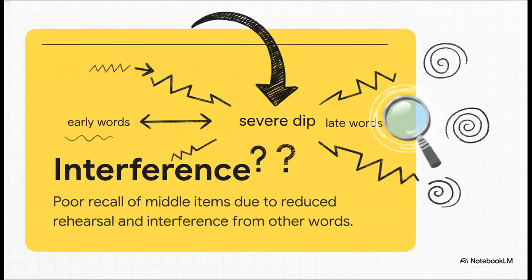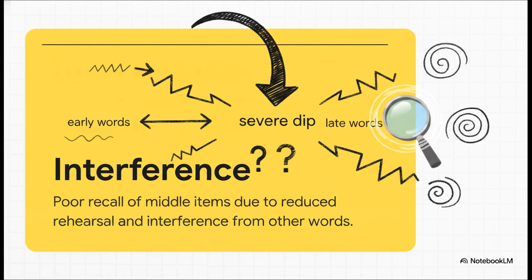So the crucial piece of the puzzle is understanding the trough, the middle position. Why the severe dip? Well, middle items suffer a dual penalty. First, they're presented after the working memory buffer is already overwhelmed by the initial items, which drastically reduces their opportunities for rehearsal. Second, and highly critical, they are completely sandwiched by interference. They suffer from proactive interference from the early words and retroactive interference from the final words.